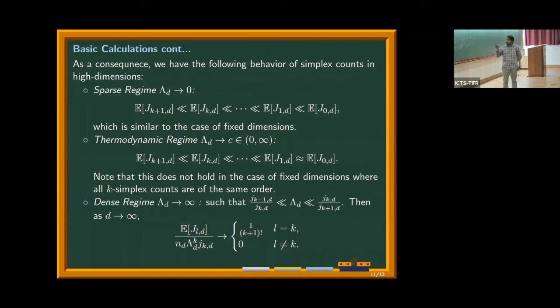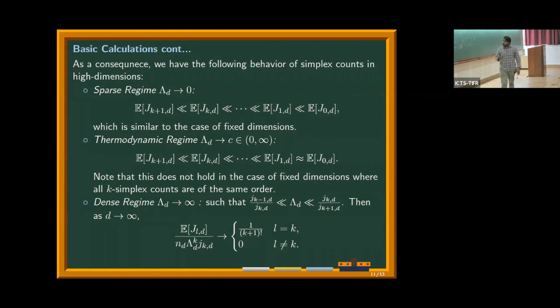In fixed dimensions, all k-simplex counts are of the same order. This also matches with the heuristic that the graph looks like a tree in high dimensions. So since only the edges are dominating, we will not see higher simplexes.